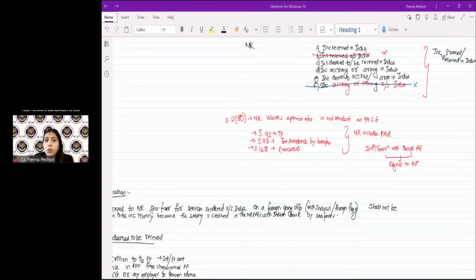So when can the income accrue or arise? That we had seen: there has to be some source. And even when the income does not accrue or arise directly, if there is a business connection here, it will be deemed to accrue or arise in India, right? Now, students, there is another section, 9A, which we are going to study first.